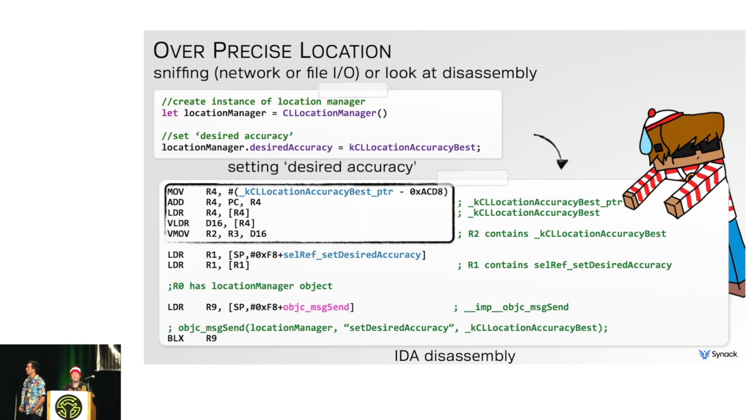You can also look at the disassembly and look for the set desired accuracy method. This allows you to specify what level of accuracy you want, or what the application wants. Its third argument is the accuracy constant.